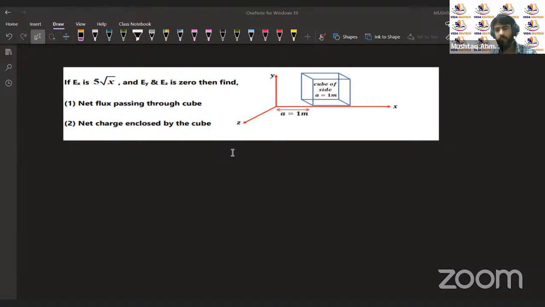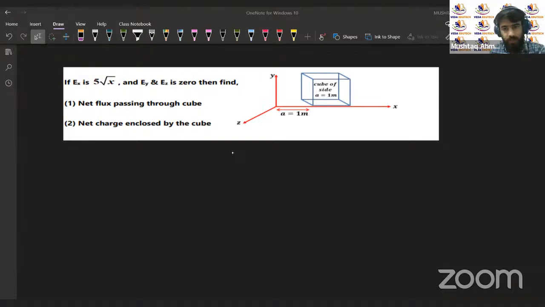So before discussing the applications of Gauss law, we'll try to solve this problem here on the screen. The problem is that the electric field has been given along the x direction. That's 5 root x. So the electric field is given as a function of position along x. And the Ey and Ez components of the electric field are 0, meaning the electric field is totally directed along the x direction. Then we have to find the net flux through the cube, right? Net flux through the cube and the net charge enclosed by the cube, right?